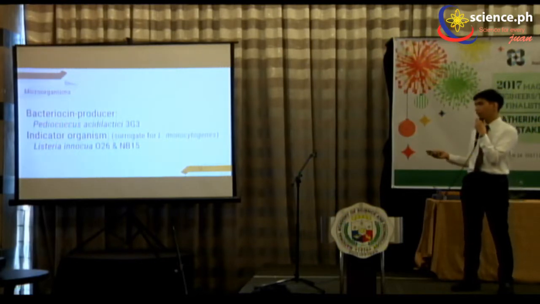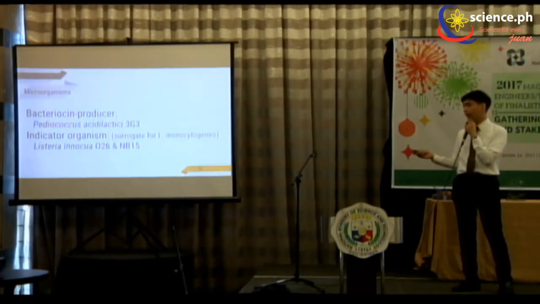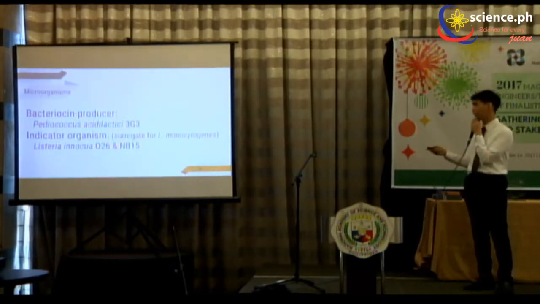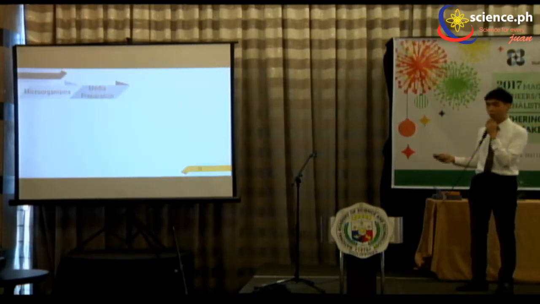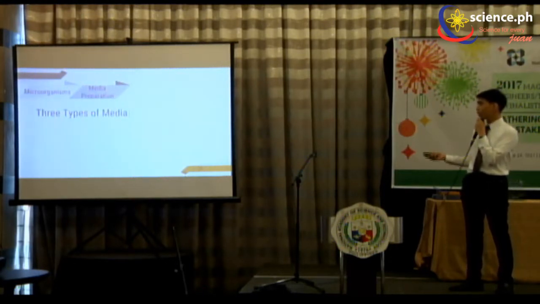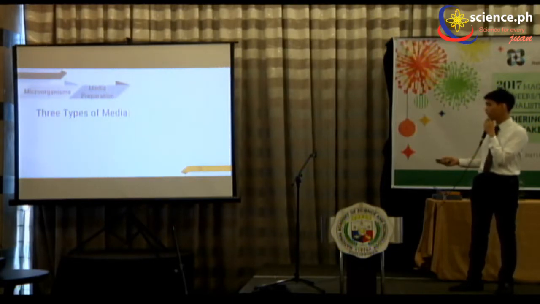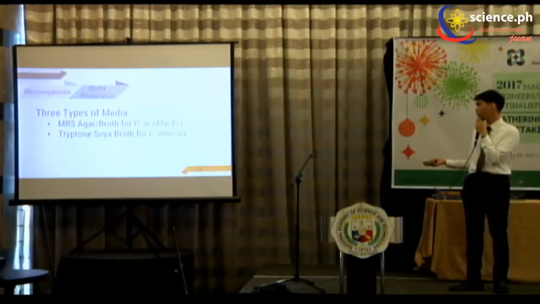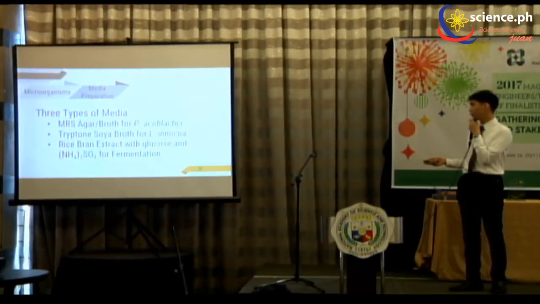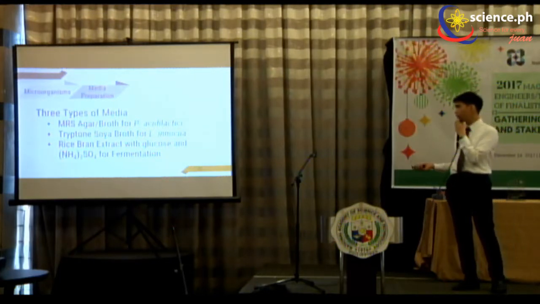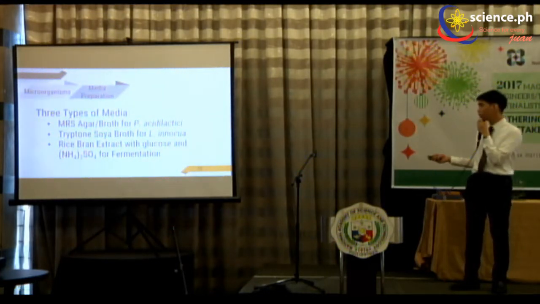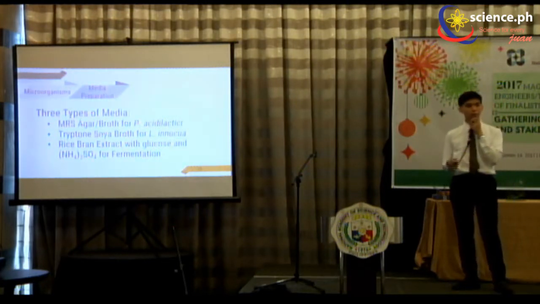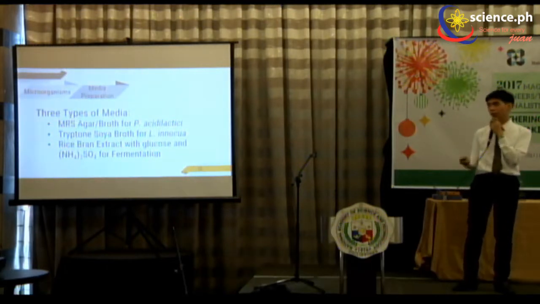Listeria innocua is a surrogate microorganism for the pathogenic Listeria monocytogenes, and the purpose for this substitution is for the safety of the researcher. The next step is media preparation, where there were three types of media that were prepared throughout the study. The first medium was for the Pediococcus strain, second is for the Listeria innocua, the indicator organism, and the third one is for the fermentation medium.